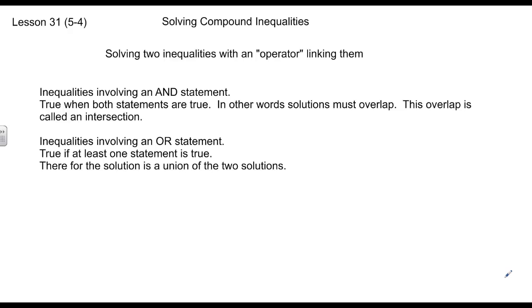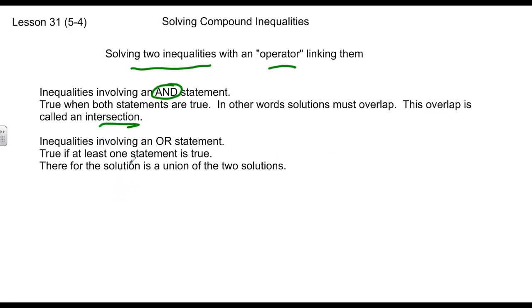Compound inequalities are the next topics of conversation. So when we talk about solving compounds, we talk about solving two inequalities with what we call an operator linking the two. Two operators we talk about. One operator is an AND statement, and when the inequality says AND, it means that both statements have to be true. In other words, the solutions must overlap, and we call that overlap an intersection.